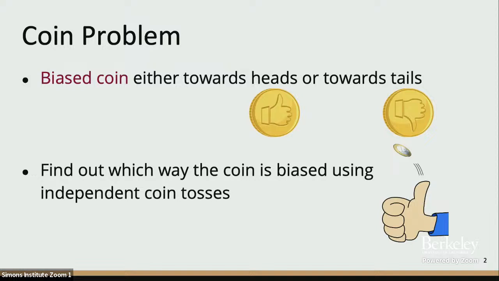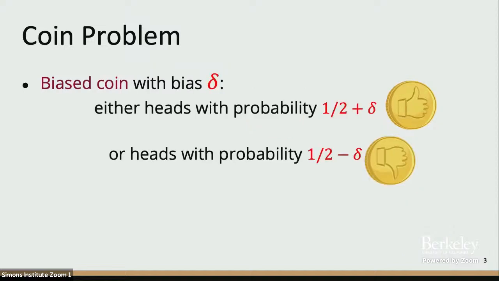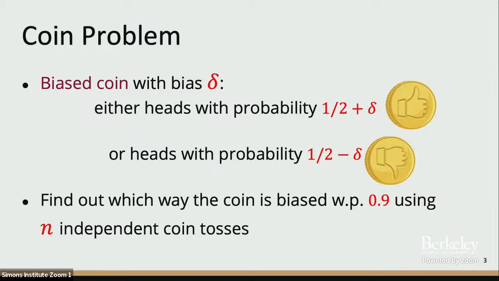Let's parameterize the problem a bit. The bias of the coin is at least delta. So either it's heads with probability at least half plus delta, or it's heads with probability at most half minus delta. And you are given n independent coin tosses, and you want to distinguish between these two cases with probability at least, let's say, 0.9, or some large enough constant probability.